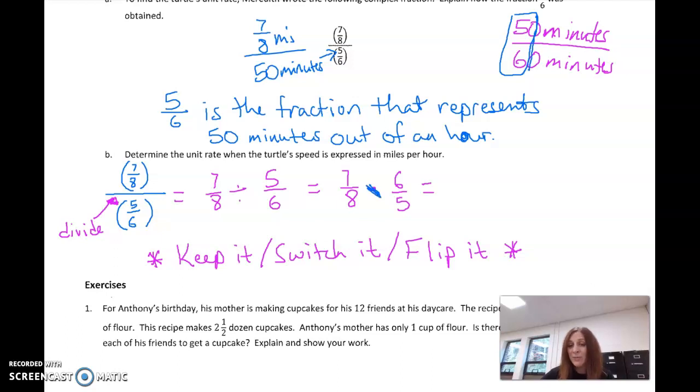7 and 5 only have a common factor of 1, but 8 and 6 have a common factor of 2. 2 goes into 8 4 times, 2 goes into 6 3 times. Just a little easier to reduce earlier on in the problem than at the end. 7 times 3 is 21. 4 times 5 is 20. So they're traveling 21 over 20 miles per hour.